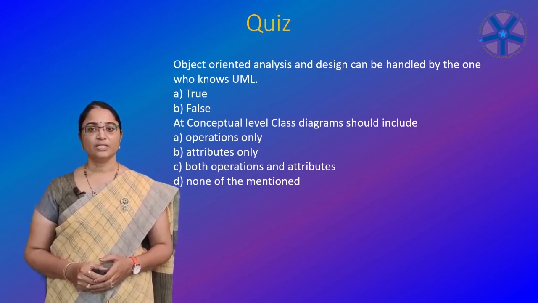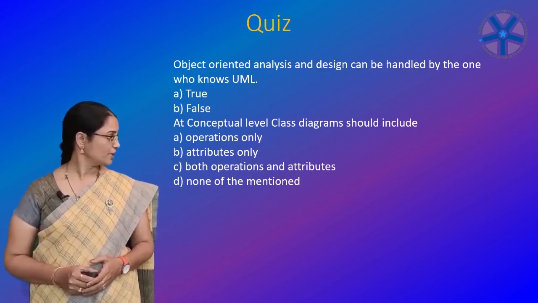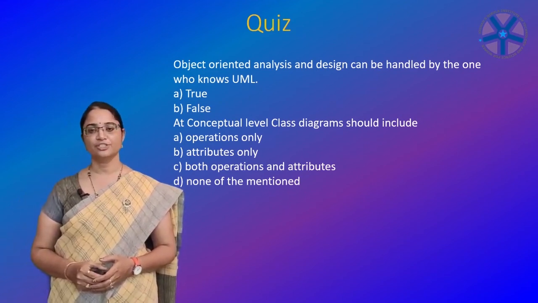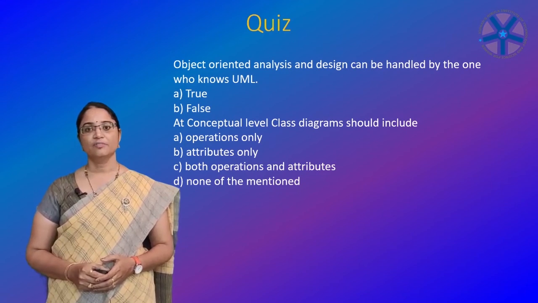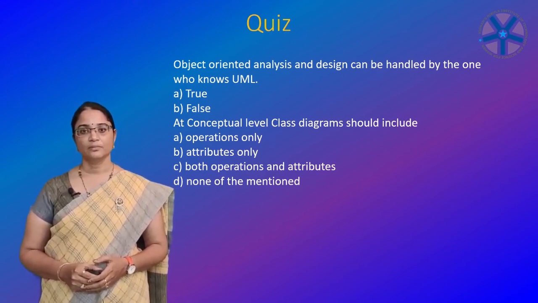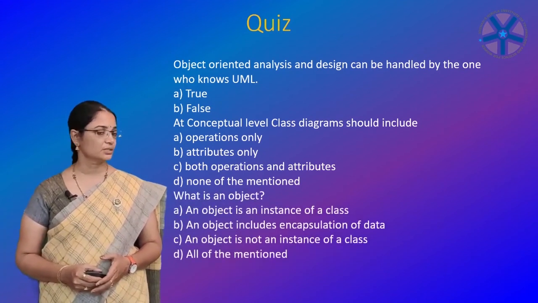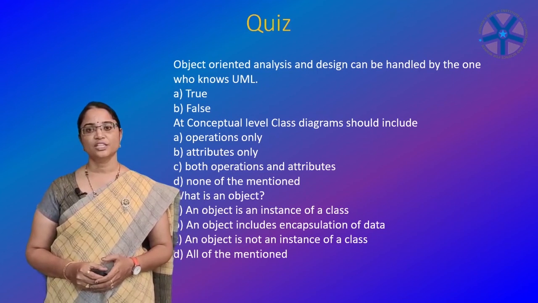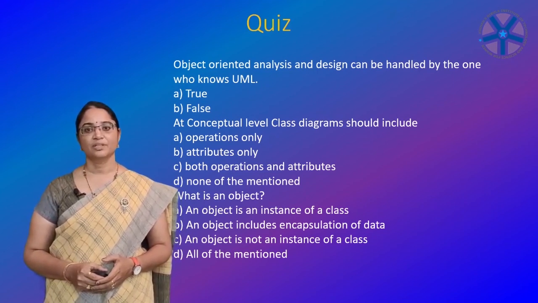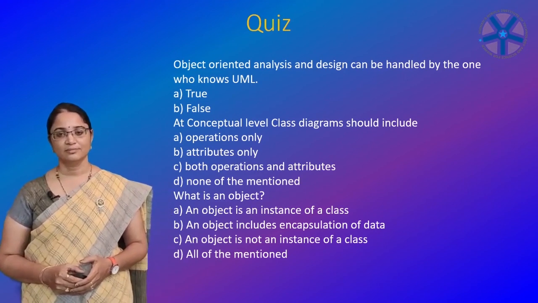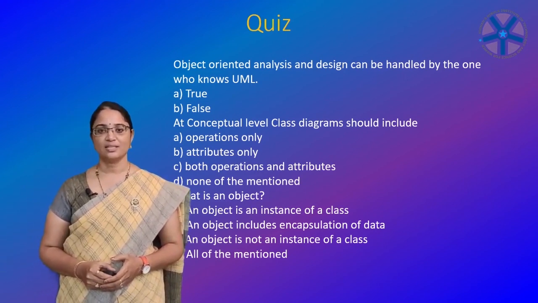At the conceptual level, a class diagram should include operations, attributes, both operations and attributes, none of the mentioned. At the conceptual level, it is enough to have attributes only. Next, what is an object? We all know that an object is an instance of a class. An object includes encapsulation of data. An object is not an instance of a class, all the mentioned. So, an object is an instance of a class.